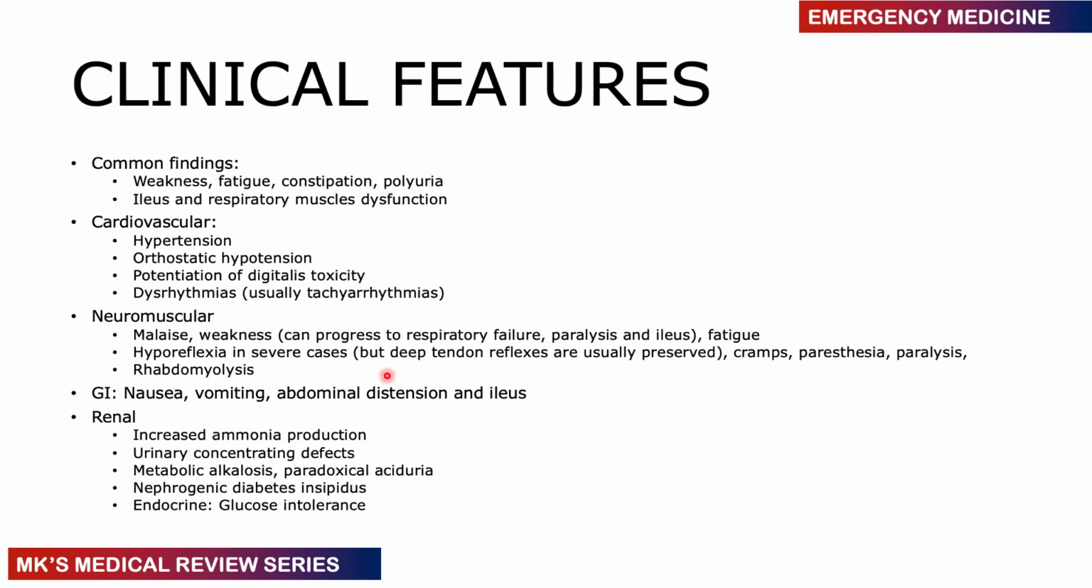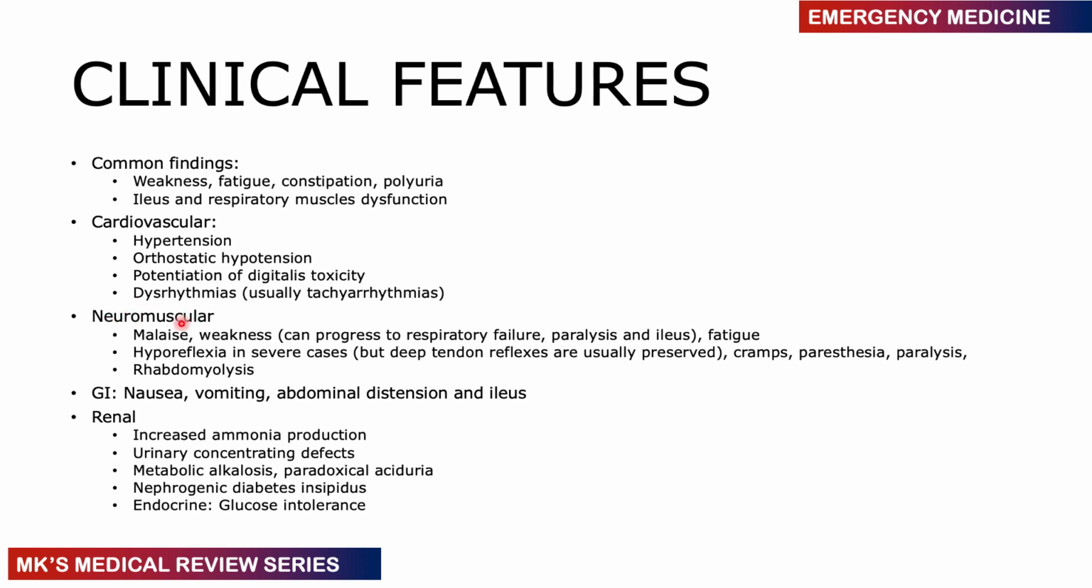Remember clinical features here. Common findings are going to be things like weakness, fatigue, constipation, polyuria. You may have ileus as well as respiratory muscle dysfunction. You may group the clinical features according to the systems that are involved. For example, in the cardiovascular system, you may have hypertension, orthostatic hypotension. You may have potentiation of the side effects of digitalis. You may have dysarrhythmias, most of them being tachyarrhythmias. You may even have torsade de pointes. You may have ventricular fibrillations. You may have ventricular tachycardias.